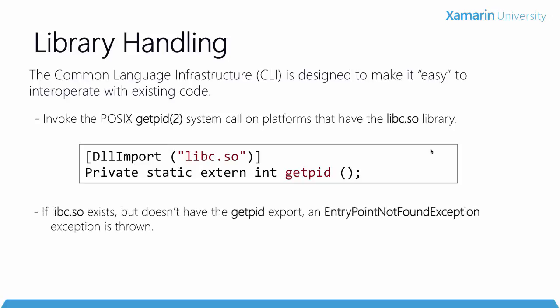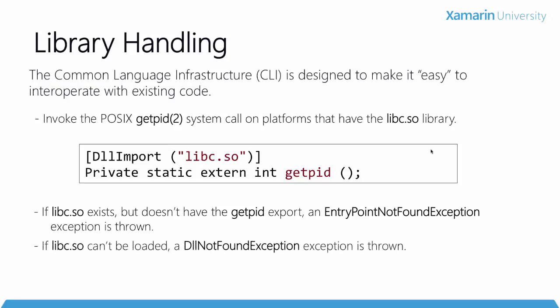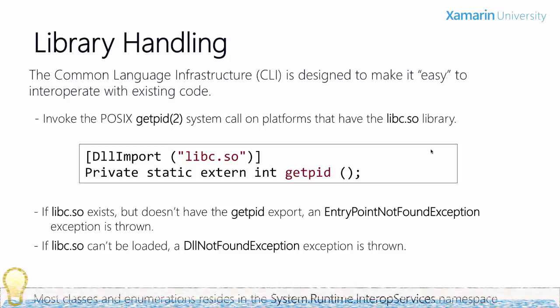Alternatively, we may find that libc no longer exports getPID, in which case an entry point not found exception is thrown. Or we cannot load the library and a DLL not found exception is thrown. Now these are some of the examples of exceptions you may run into, but there's actually quite a bit more to keep in mind when writing P/Invoke code or interoperating with libraries like this. As we go through the code, you may notice that some of the classes and enumerations we use reside in the System.Runtime.InteropServices namespace, so make sure to include this in your projects.